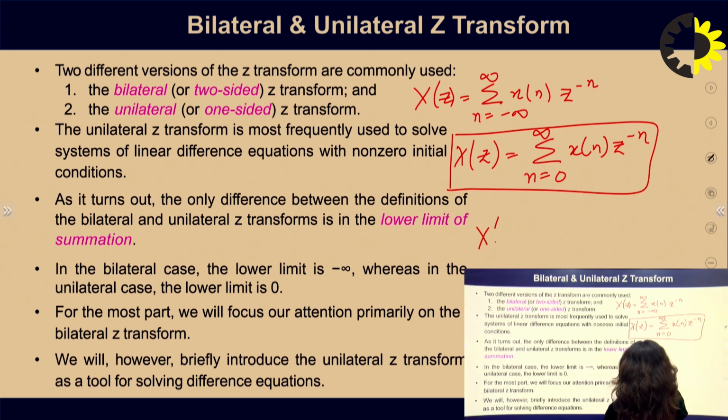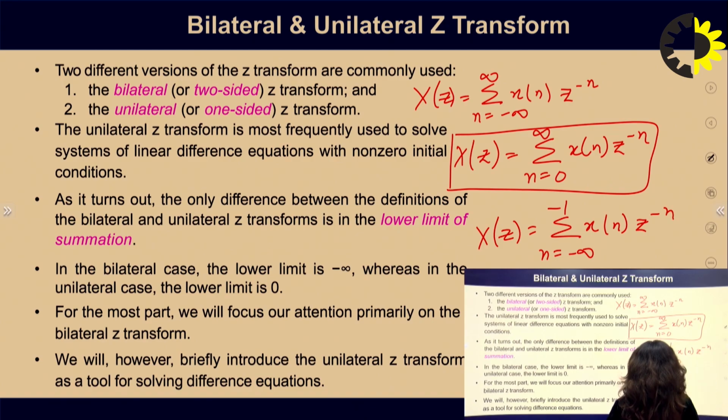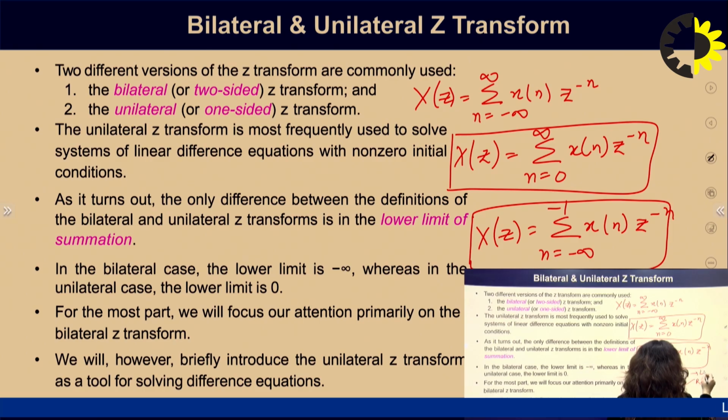For left-sided sequence, X(z) equals the sum over n from minus infinity to minus 1 of x[n] z to the power minus n. So here we use the sequences from n equals minus infinity to minus 1 and then 0 to infinity. So this is for right-sided sequence and this is for left-sided sequence.